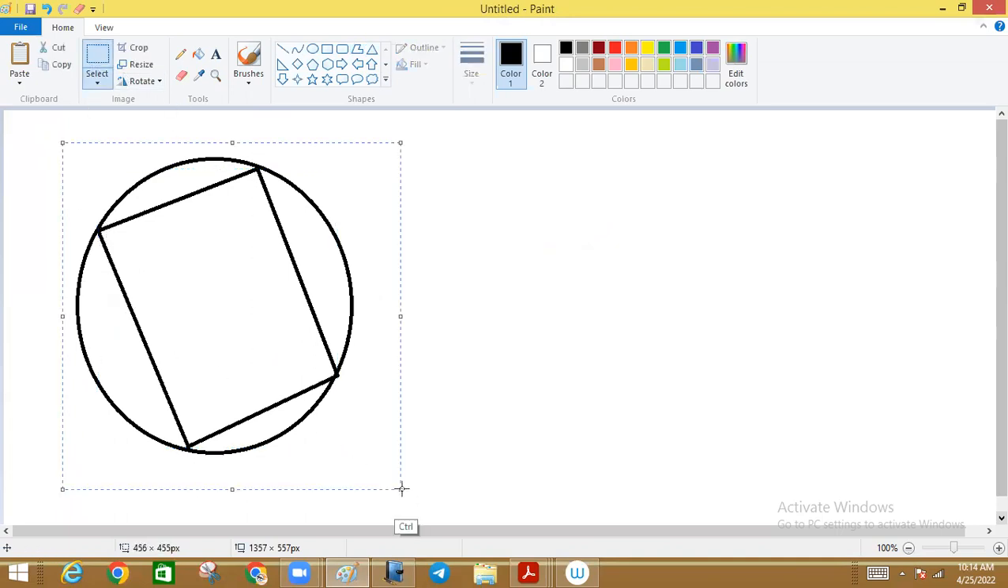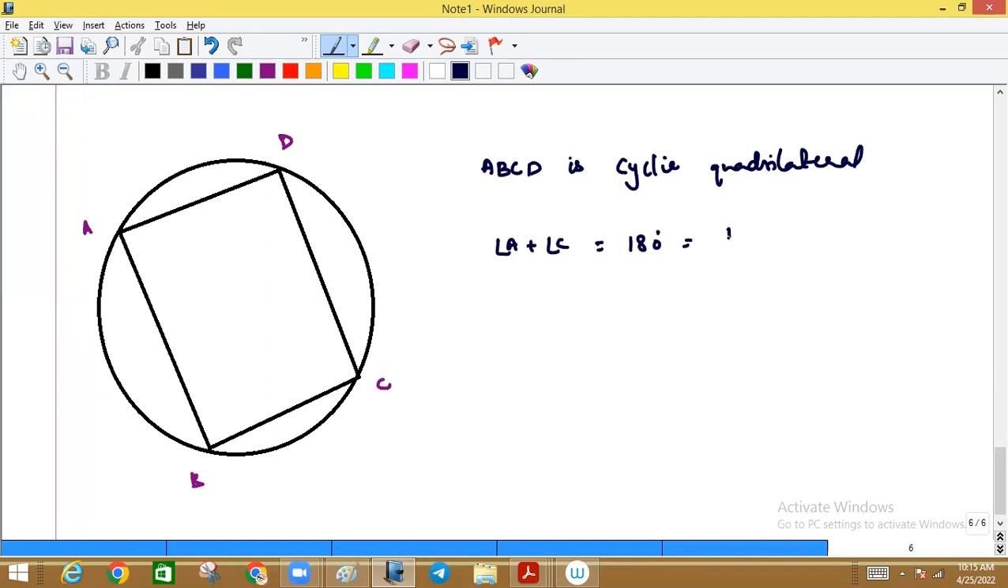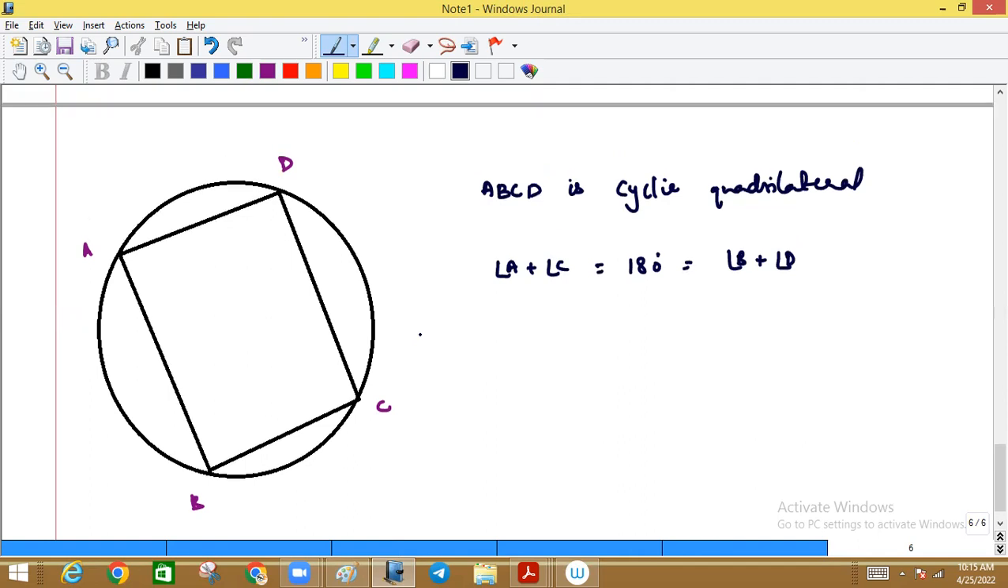If I draw a quadrilateral, ABCD is a quadrilateral. ABCD is inscribed in a circle. Therefore, you call it ABCD is cyclic quadrilateral. Angle A plus angle C is equals to 180 degrees, same as angle B plus angle D. Sum of opposite angles is equals to 180, or else you can say opposite angles are supplementary angles. Sum of opposite angles is equals to 180, opposite angles are supplementary angles.